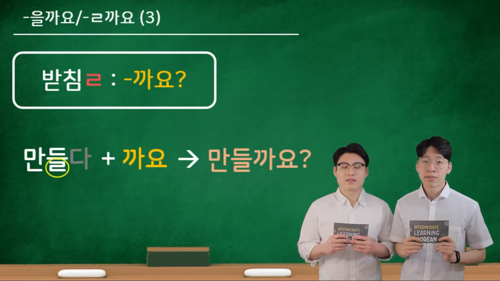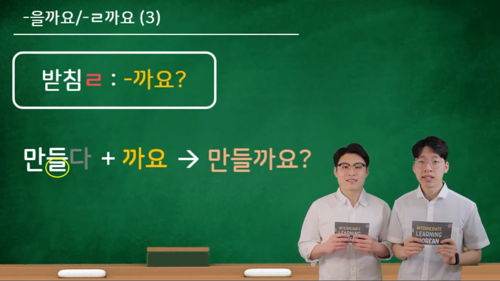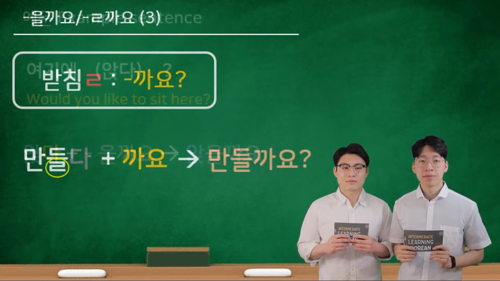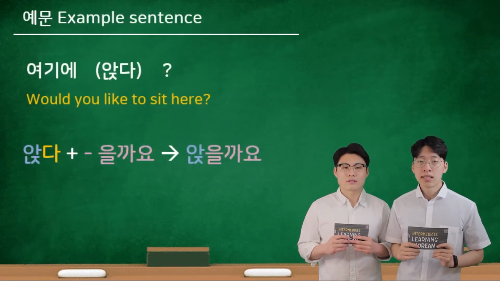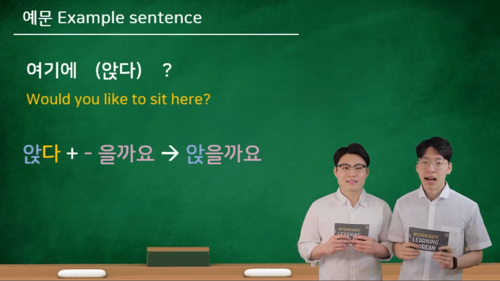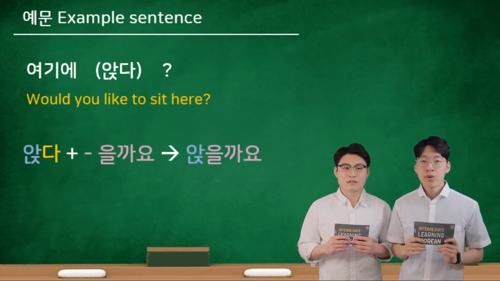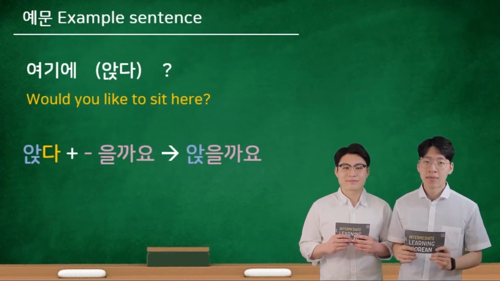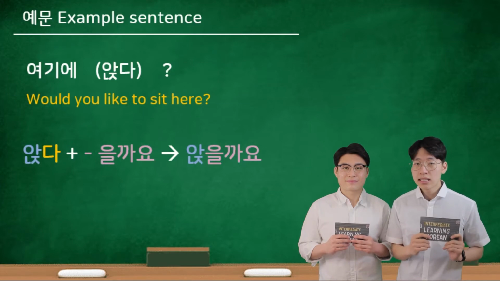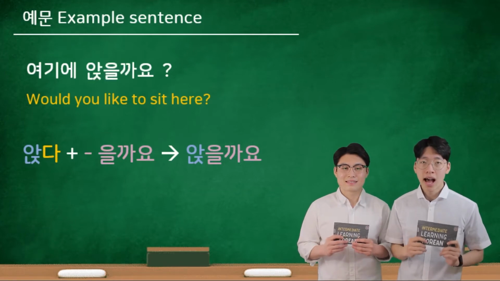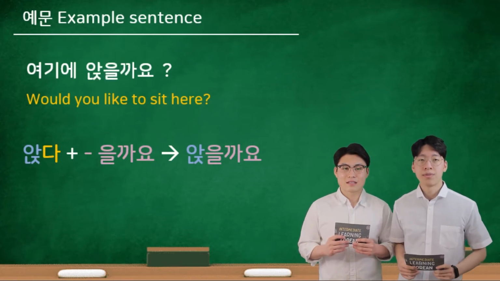Then we will explain more easily through example sentences in which grammar is applied. This is the first example sentence. 여기에 앉다. When we remove the 다 from the verb 앉다, we can use 을까요 because it has a final consonant. So it becomes 앉을까요.